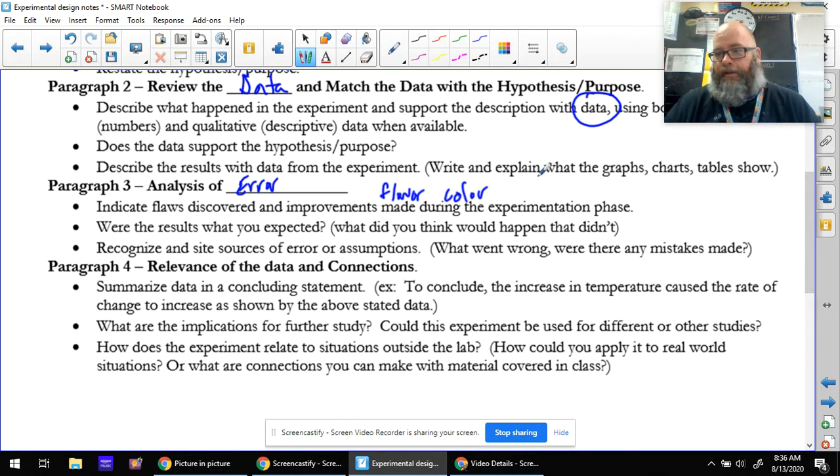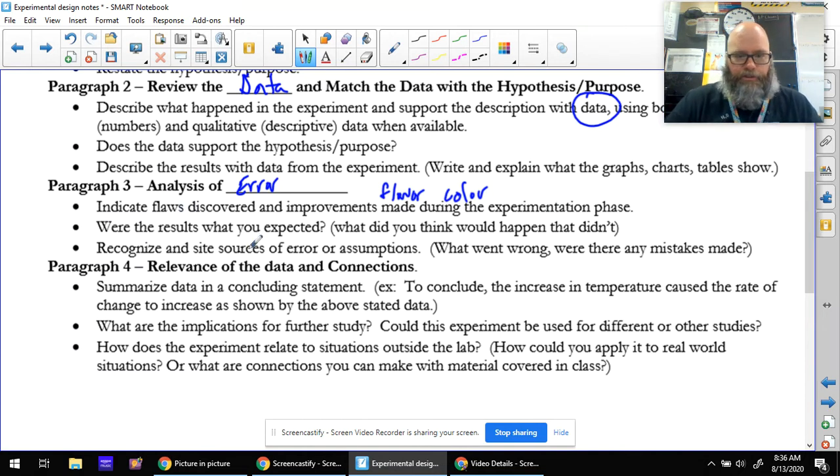Maybe we forgot a day and we didn't feed it one day. Maybe we weren't adding it to the same part of the plant, okay, that we accidentally added one of them over to the side so it didn't get directly onto the roots. Okay, any of those kind of things.